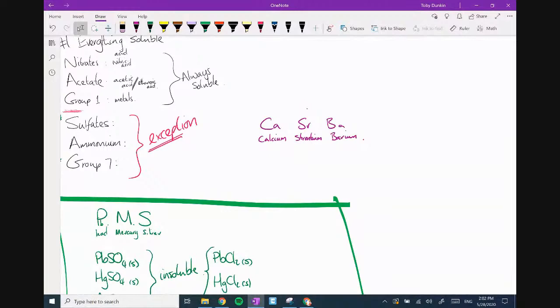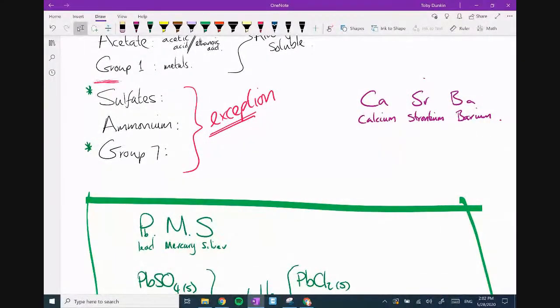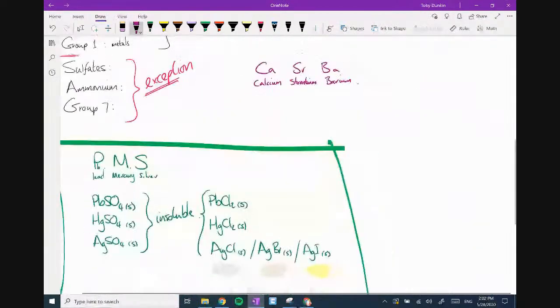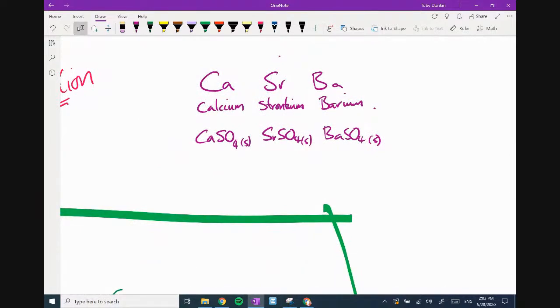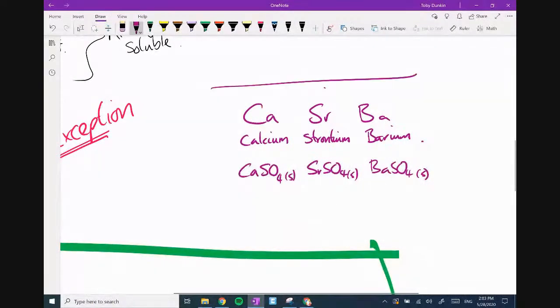So Castro Bear also has exceptions, but now it is only the sulfates. So calcium sulfate, insoluble. Strontium sulfate, insoluble. Barium sulfate, insoluble. And that's kind of it. Please note that they're all in group 2. Castro Bear is a group 2 rule. Notice they're also at the bottom half of group 2. When you go to the top, to beryllium and magnesium, they're soluble. It's kind of cool though. And that's it. Those are your rules.